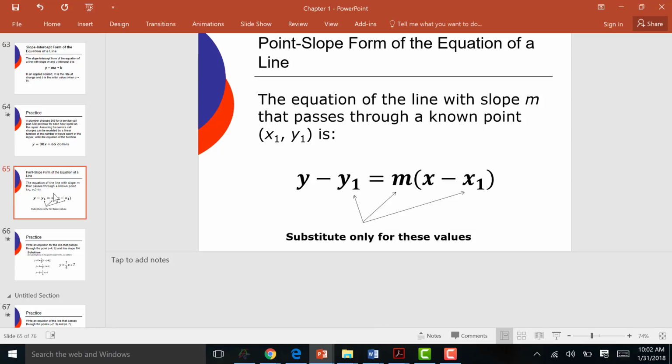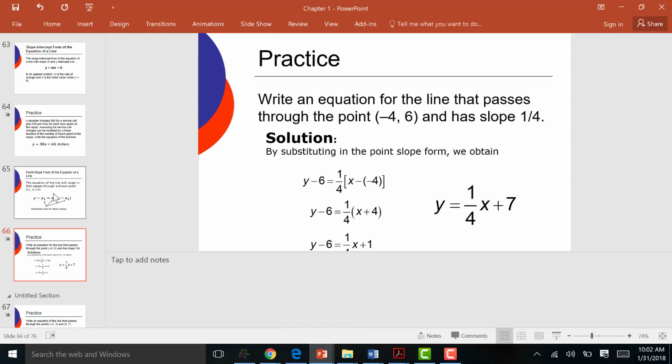So let's look at the first one. Here's the first equation that we're going to practice. Did they give us a point and a slope? Yes, they gave us a point and a slope, and we're going to actually walk through how they use the point slope equation.